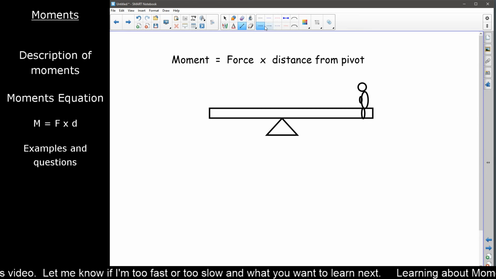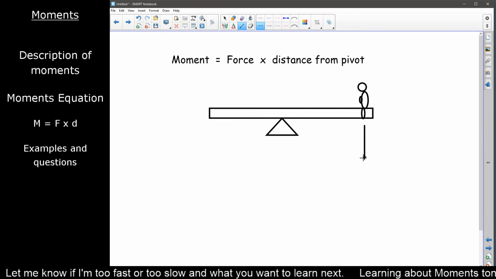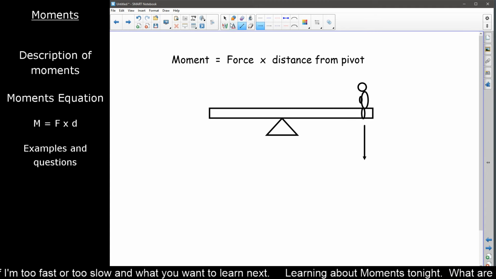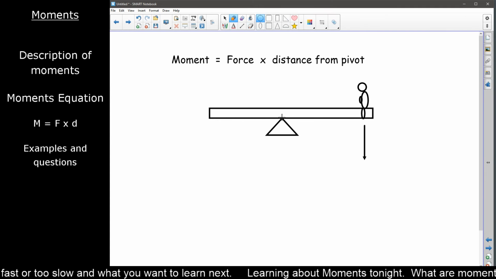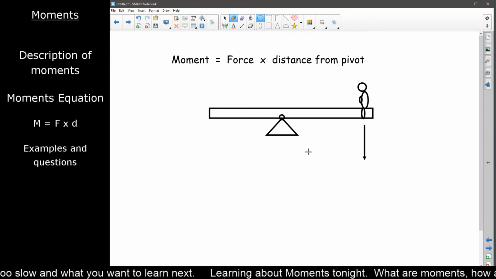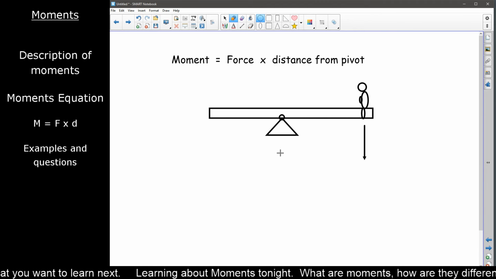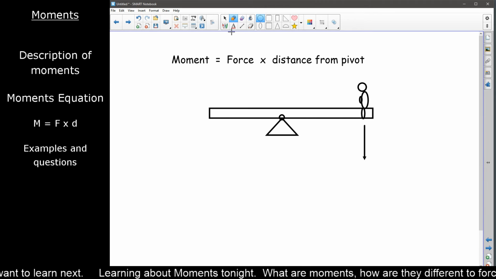Then this child's weight will push this down. This whole thing will turn this way. This side will go down, this side will go up, but this point here goes nowhere. It turns, but it doesn't move, and that's what a pivot is. So that's what we mean by distance from the pivot.